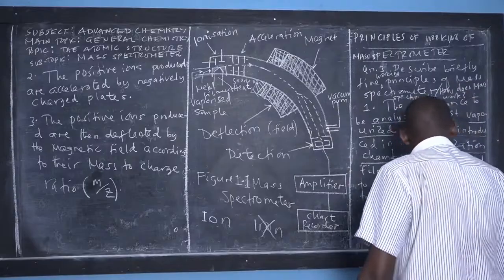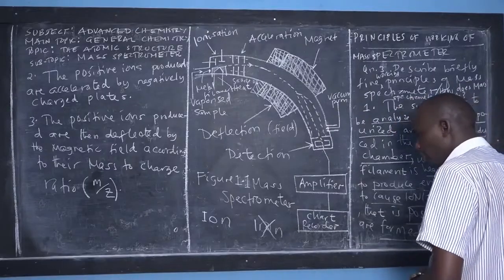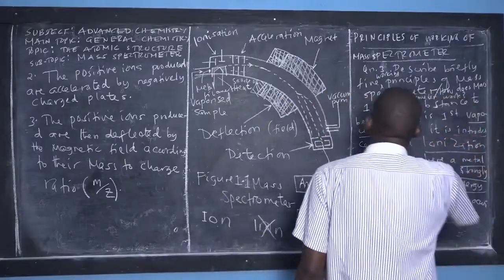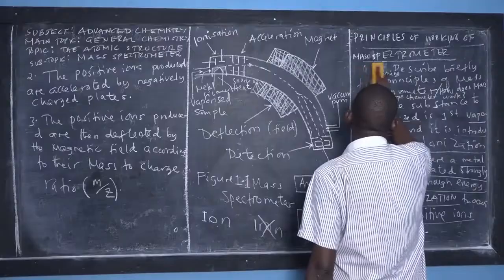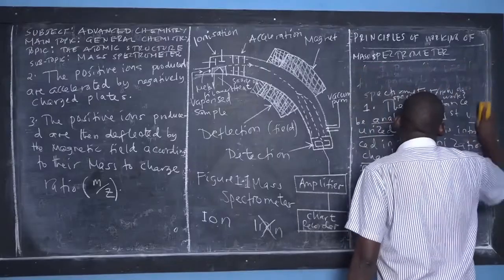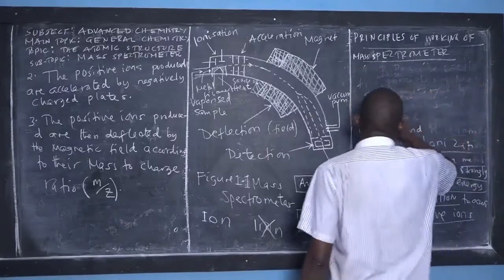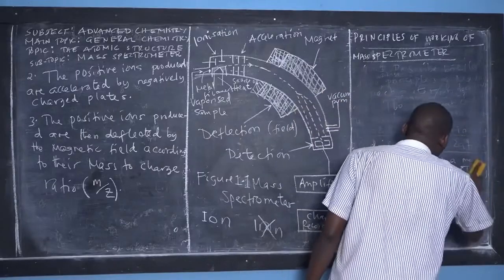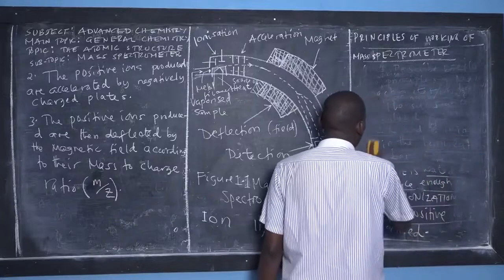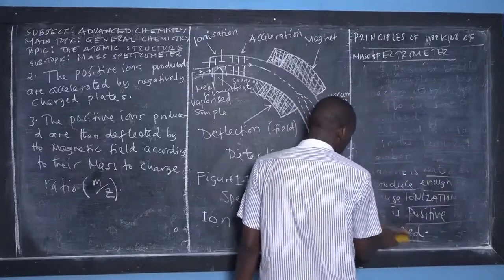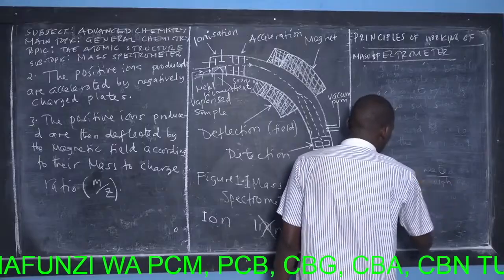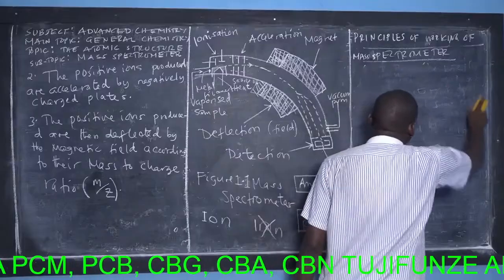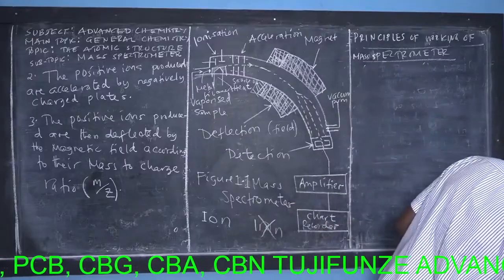So let me take you to the first principle. Before we go to the first principle, I want just to explain to you in detail about the second principle. In the second principle, you say that ions that have a high mass to charge ratio will be less deflected, while ions which have a smaller mass to charge ratio will be highly deflected. So let us write that sentence.